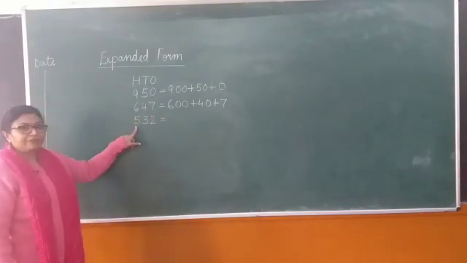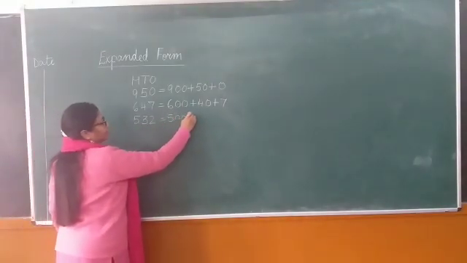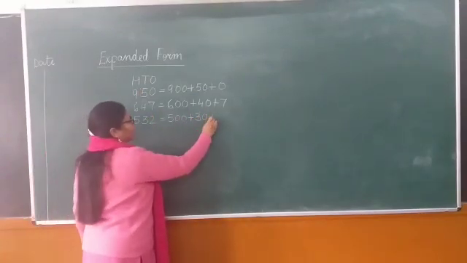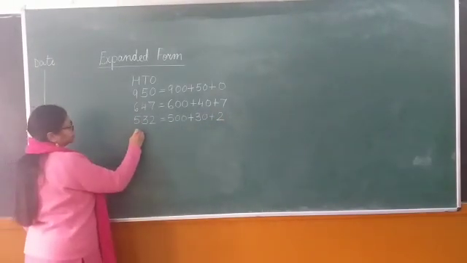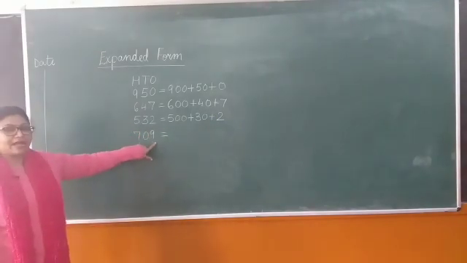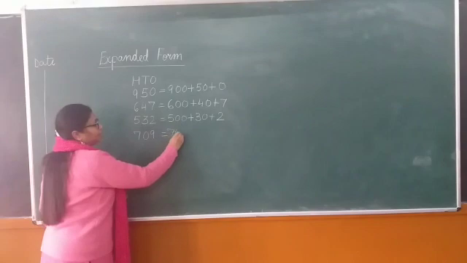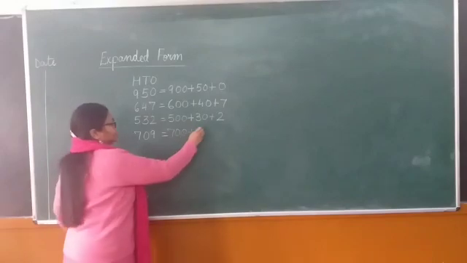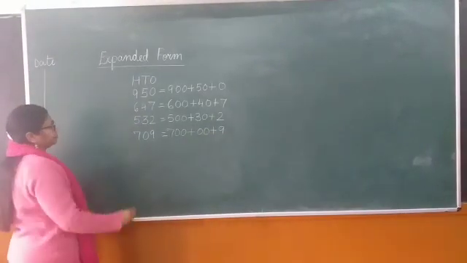Again 532, that is 500 plus 30, because 3 is under tens and 2 is under ones. So that will be a single 2. Alright. Then now this is 709. Now your 0 has come again here. So look very carefully at what ma'am is doing. 700 you will write first. Then you write 00, that is, you will show the place value of 0, that is tens place. And then you will write 9, that is in ones place.